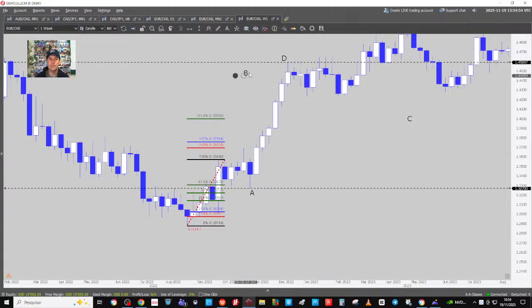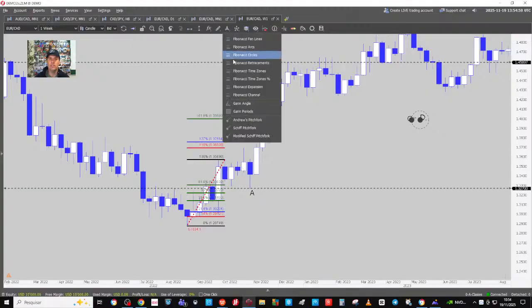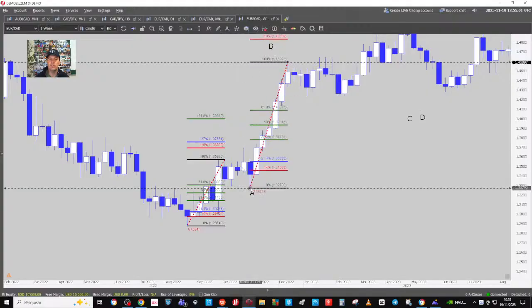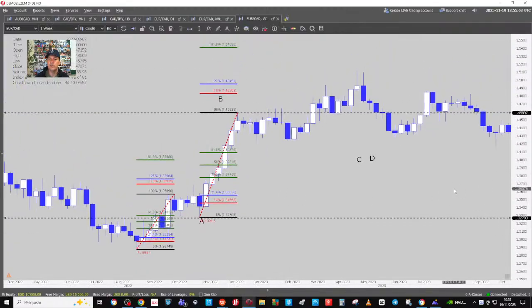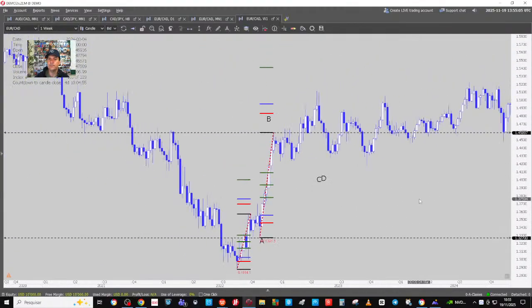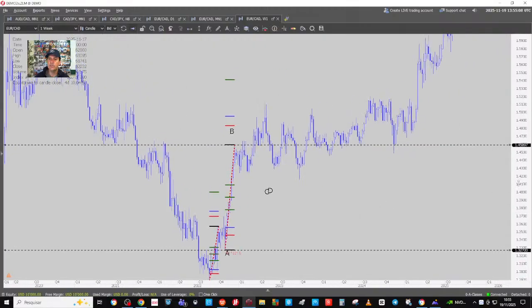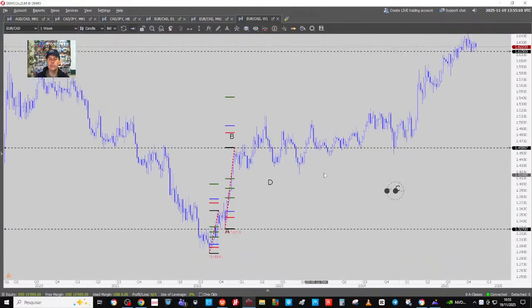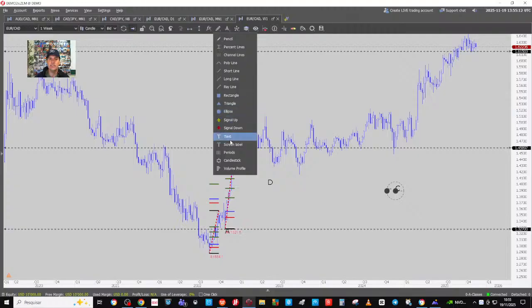B goes up to D. The D must be a high. Alright, A, B, C, D. Fibonacci retracement tool from here to here. Okay, and now EuroCAD weekly chart, everybody. Which one is the C?